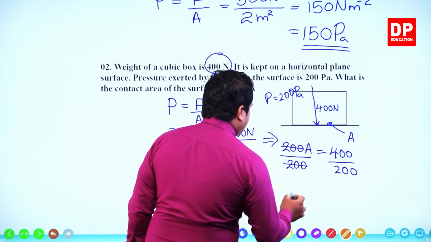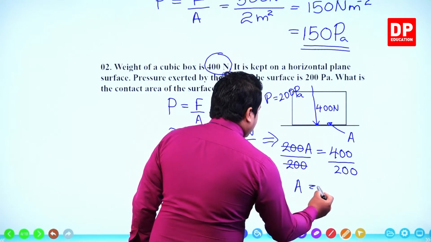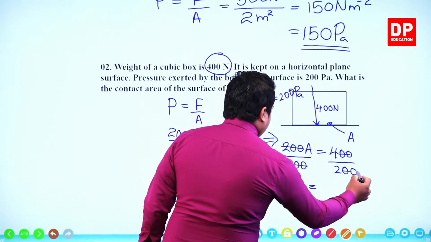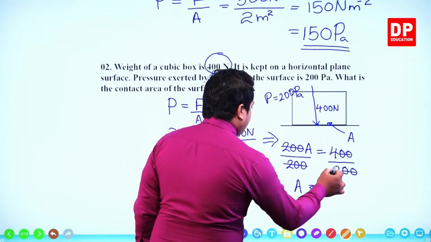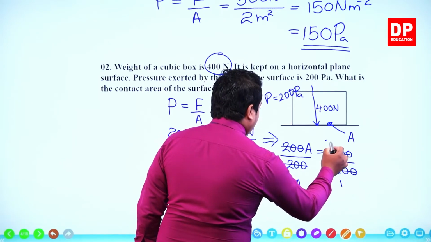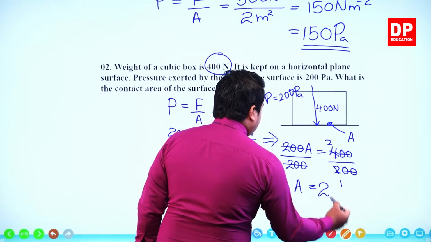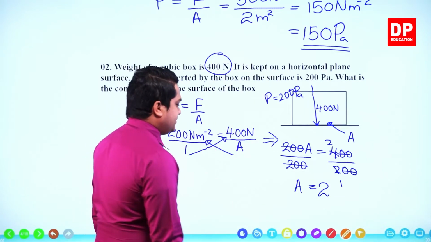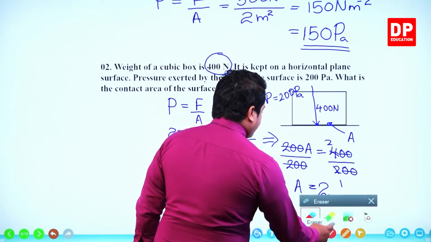200 to 200 is getting cancelled. Here 2 zeros to 2 zeros are getting cancelled. Here 2 times 1, here 2. Answer is 2. Now what is our unit? What is the unit, children?